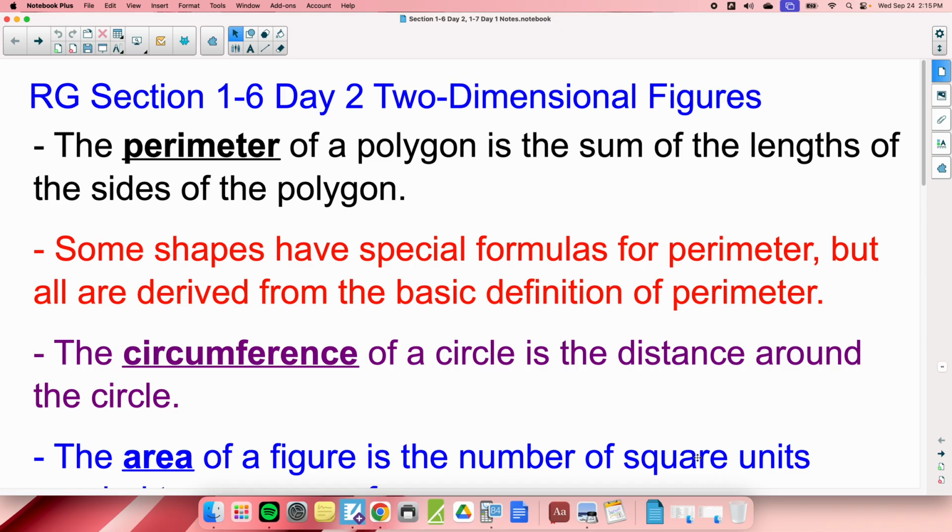So, does this look right? We were just starting to talk about perimeter and circumference.